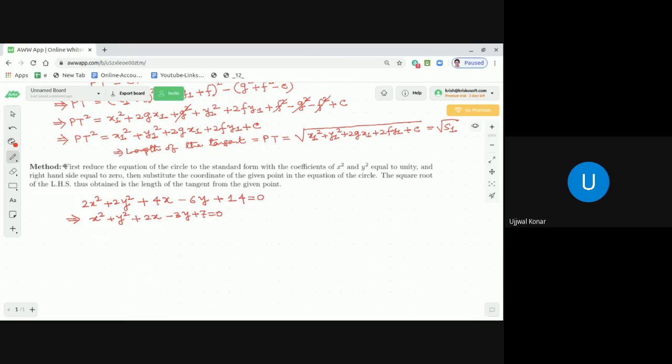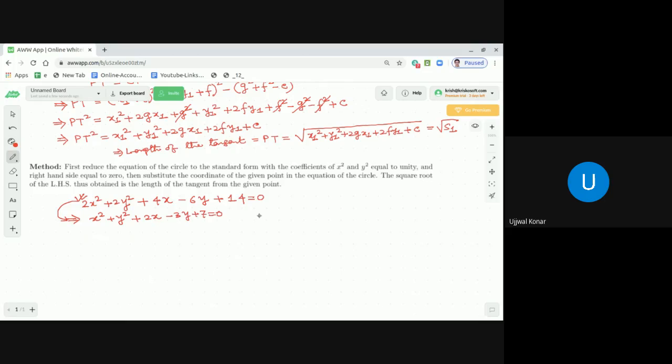Whatever you have done, that is the meaning of this statement. Let me repeat once more. First, reduce the equation of the circle to the standard form. That equation was not in standard form, and we made it standard by dividing both sides by 2 in the example I showed. So first reduce the equation to standard form with the coefficients of x square and y square equal to unity and right hand side equal to 0. Then substitute the coordinates of the given point in the equation of the circle. The square root of the left hand side thus obtained is the length of the tangent to the given point.